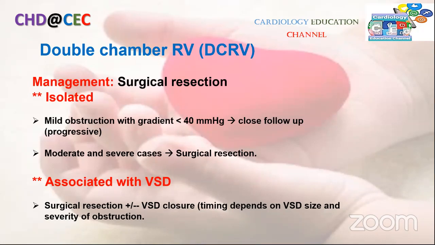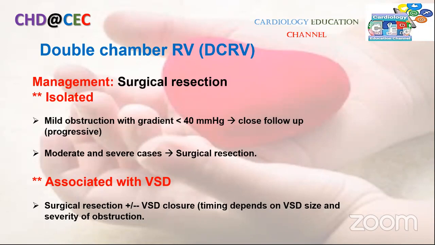Regarding the management of the double chamber RV, surgical resection is the mainstay of intervention. In isolated forms with a mild obstruction, a gradient less than 40 millimeters of mercury, like mild pulmonary stenosis, close follow-up because it is progressive. In moderate and severe cases, surgical resection. If it is associated with VSD, surgical resection plus or minus VSD closure, and the timing depends on the VSD size and the degree of obstruction.